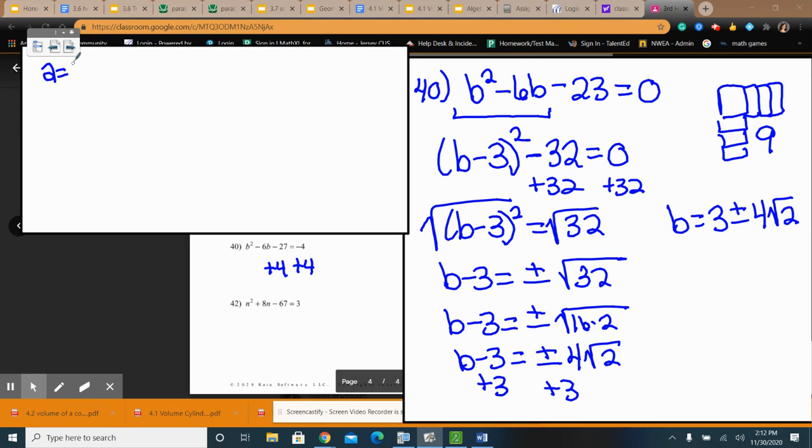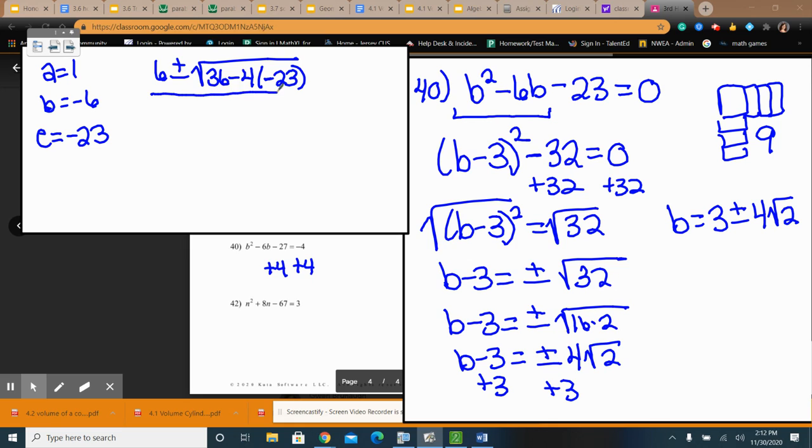Okay, A is 1, B is negative 6, and C is negative 23. So watch what happens. Negative B is 6 plus or minus square root. B squared is 36 minus 4 times A times C, which is negative 23, all over 2A, which is 2. When you do quadratic formula, if you could have completed the square, you'll get a bigger number underneath the square root. That's the only difference. So 36 minus 4 times negative 23, that's 128 over 2.